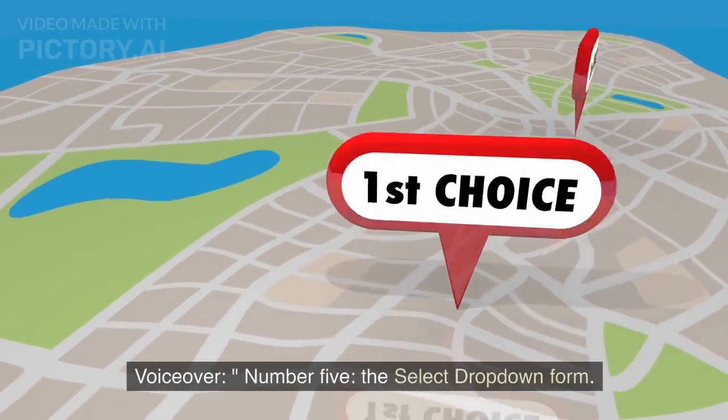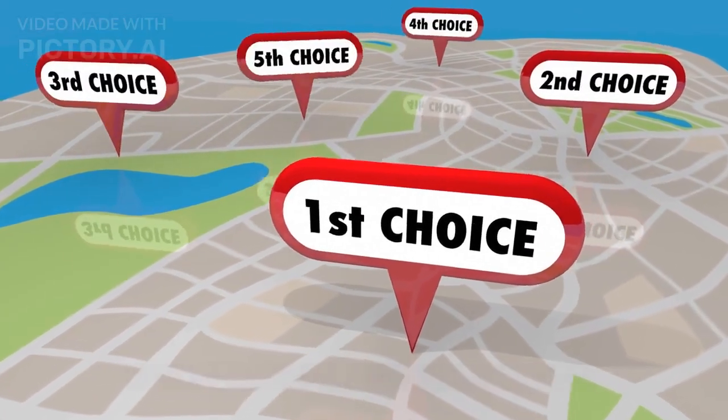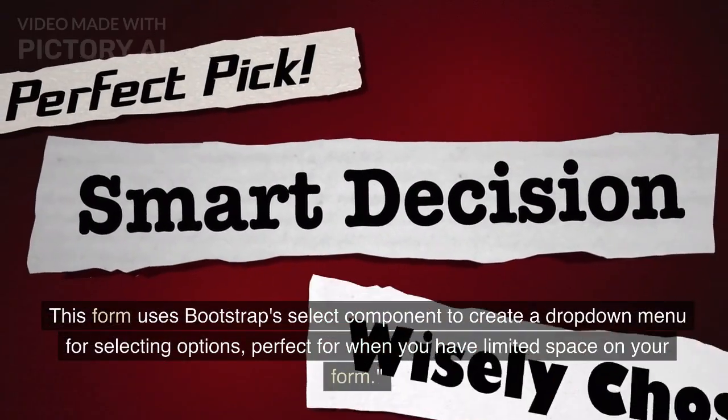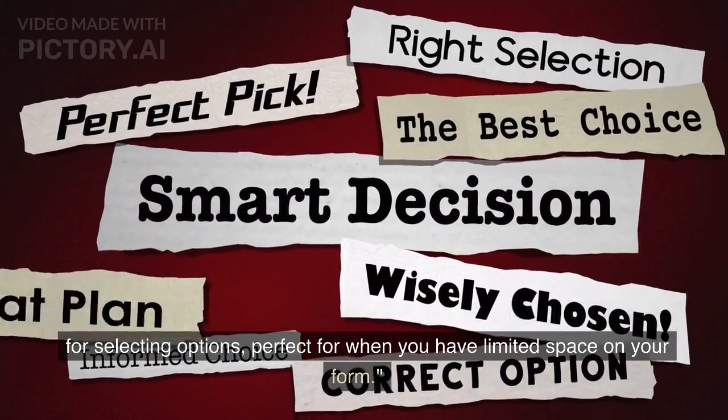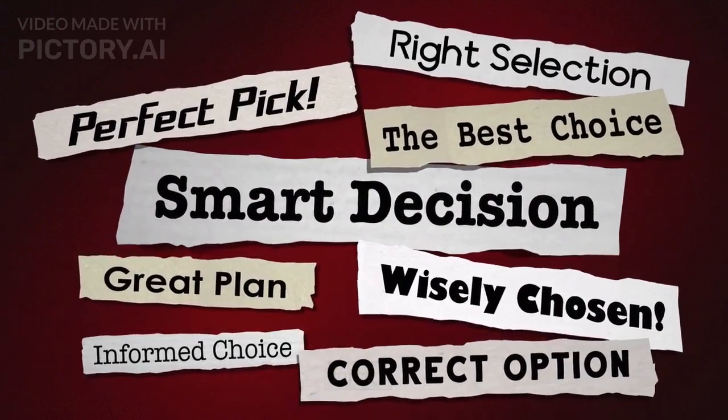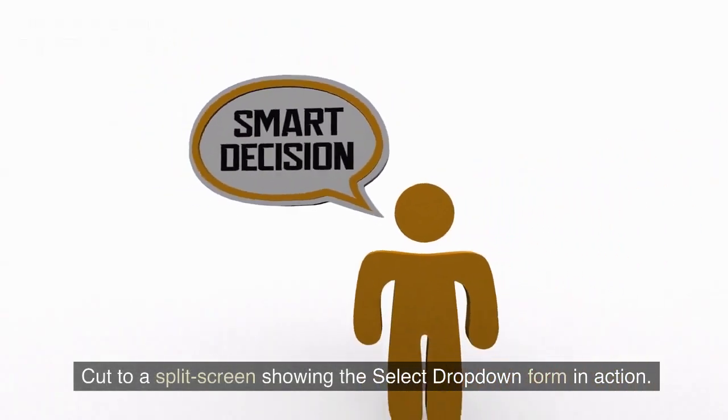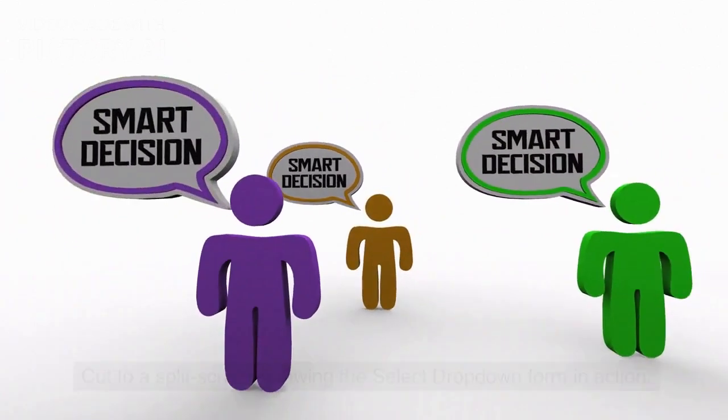Voiceover. Number 5. The Select drop-down form. This form uses Bootstrap's Select component to create a drop-down menu for selecting options, perfect for when you have limited space on your form. Cut to a split screen showing the Select drop-down form in action.